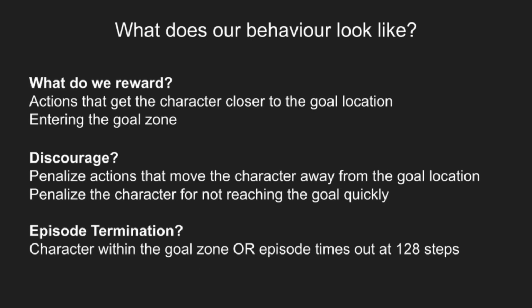To achieve this behavior, we're going to reward the model for getting the character closer to the goal in every action, and provide a large positive reward for actually reaching the goal itself. At the same time, we'll penalize actions that move the character away from the goal. We'll also penalize the model for taking too long to reach the goal by adding a small cost per step. Lastly, we'll terminate the episode if the character is within 300 units of the goal, which we'll call a success. Otherwise, the episode will time out when it has run for 128 steps.